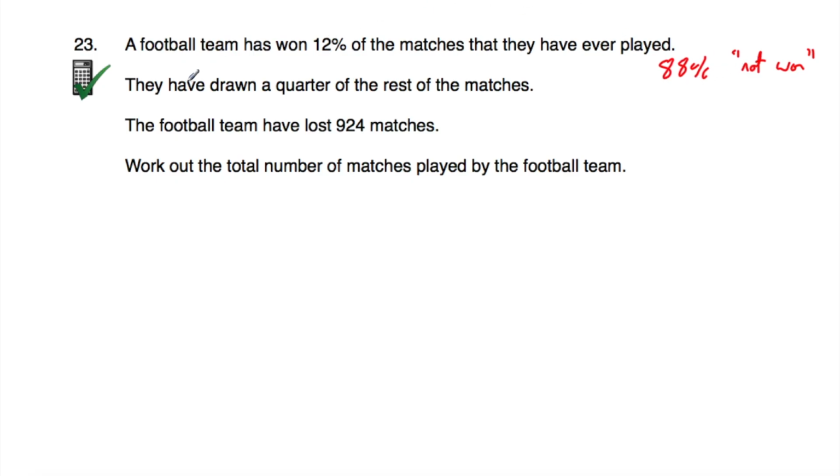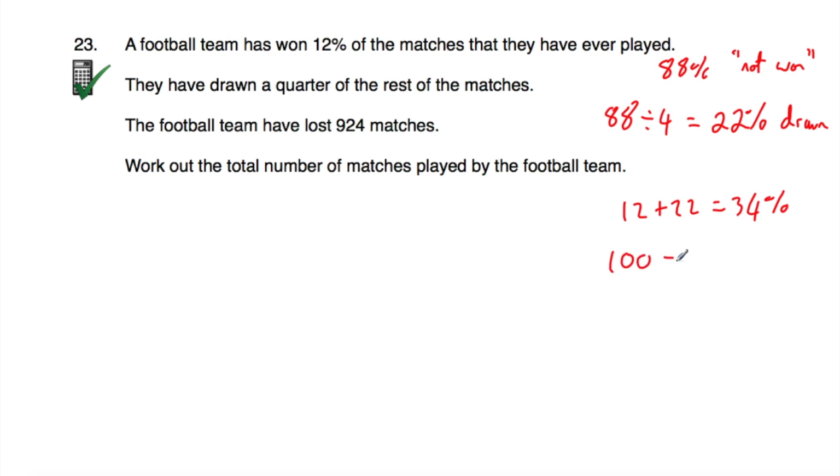So if they've won 12%, that means they haven't won 88% of the matches. And then we're told they have drawn a quarter of the rest of the matches. So if we work out a quarter of this, that'll tell us what percentage of the matches they drew. 88 divided by 4 is equal to 22%. So they've drawn 22% of the matches. They've drawn 22%, they've won 12%, and 12 plus 22 is equal to 34%. So they have won or drawn 34% of their matches, and the rest they've lost, obviously. 100 take away 34 is equal to 66%. So they have lost 66% of their matches.